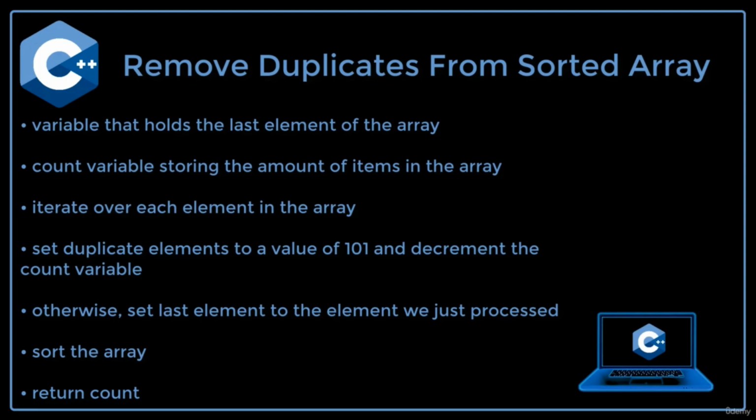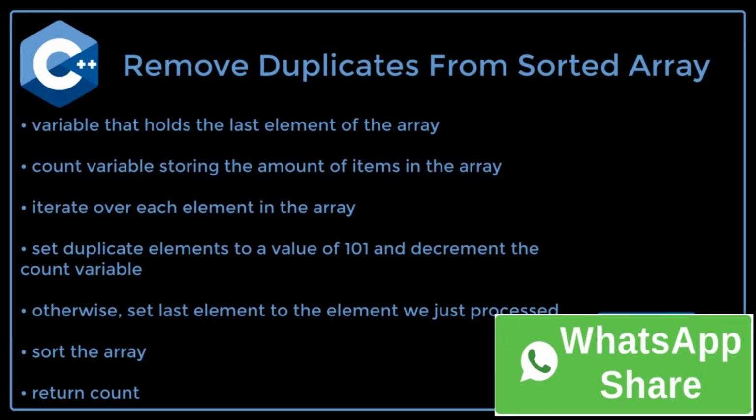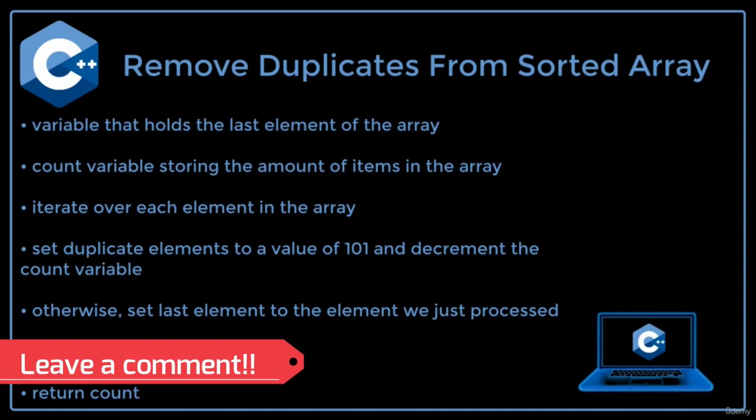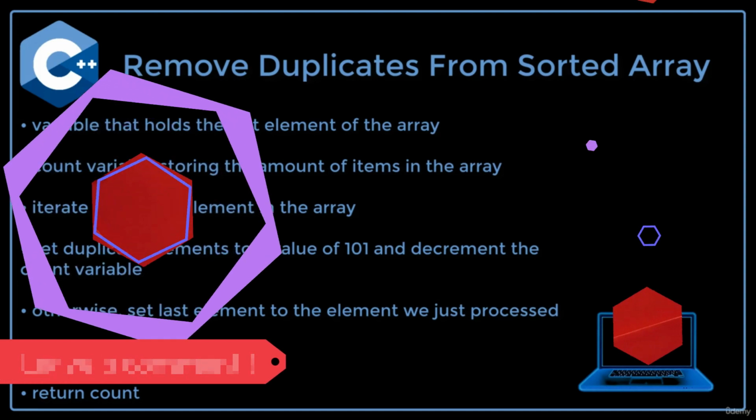If that element matches the value stored in last element, we know that it is a duplicate. We will set it to 101 and then decrement count. Else we will set last element equal to the element that we just processed. At the bottom of the function we will sort the array and then return count.